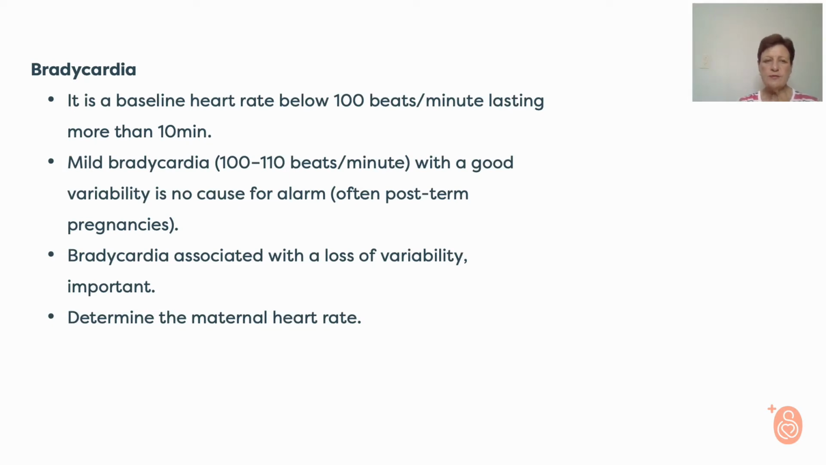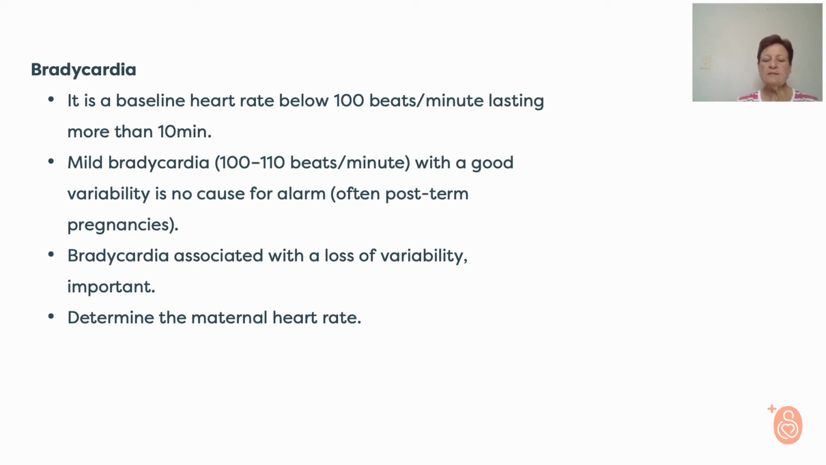Right, so the first abnormality of the baseline that we're going to discuss is bradycardia. As we've said, the definition of bradycardia is a baseline heart rate of below 100 beats per minute lasting for more than 10 minutes. And we will categorize a mild bradycardia as a fetal heart rate of 100 to 110 beats per minute. And we have said that it's very normal for a post-gestational fetus between 41 and 42 weeks of gestation to have a heart rate of 110 beats per minute.